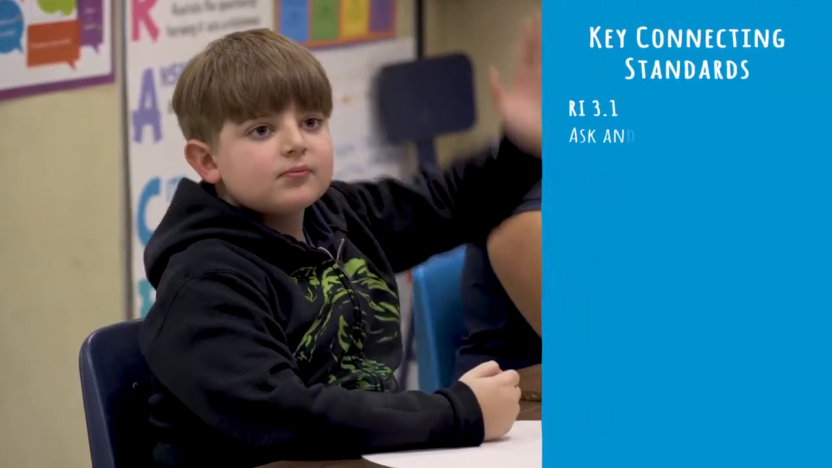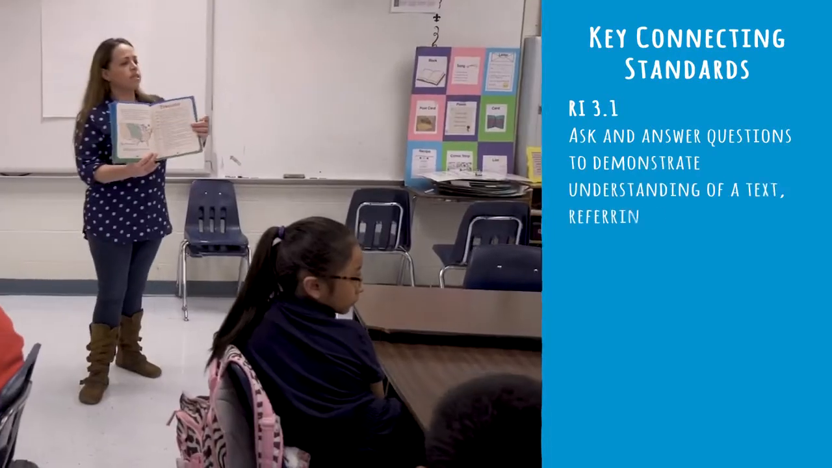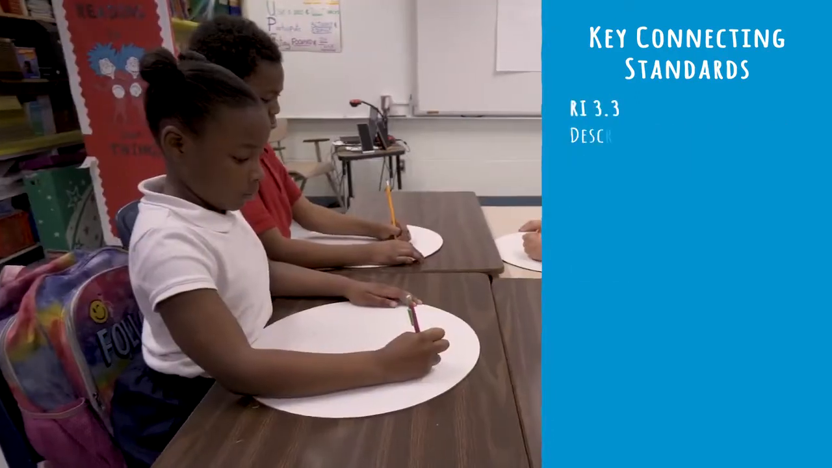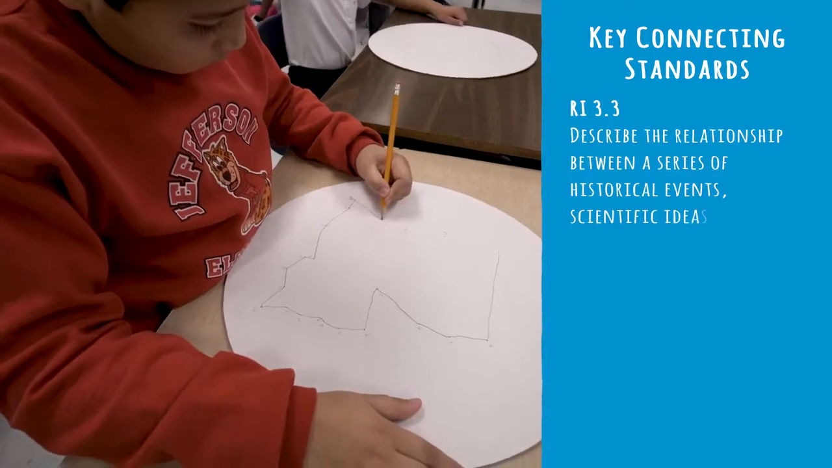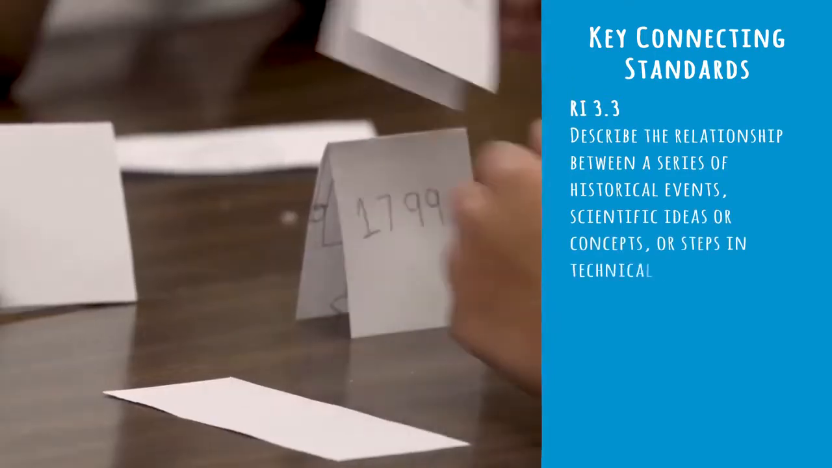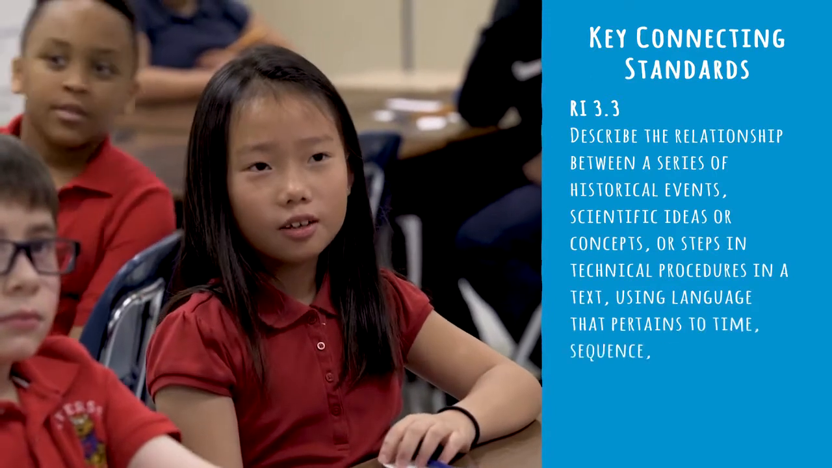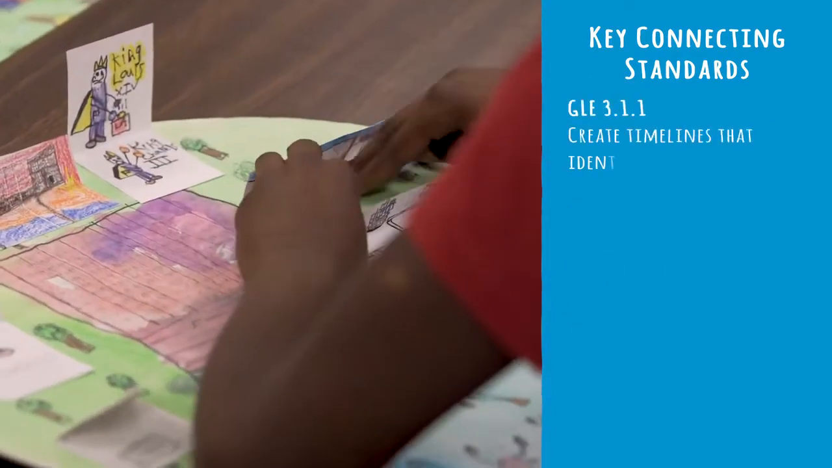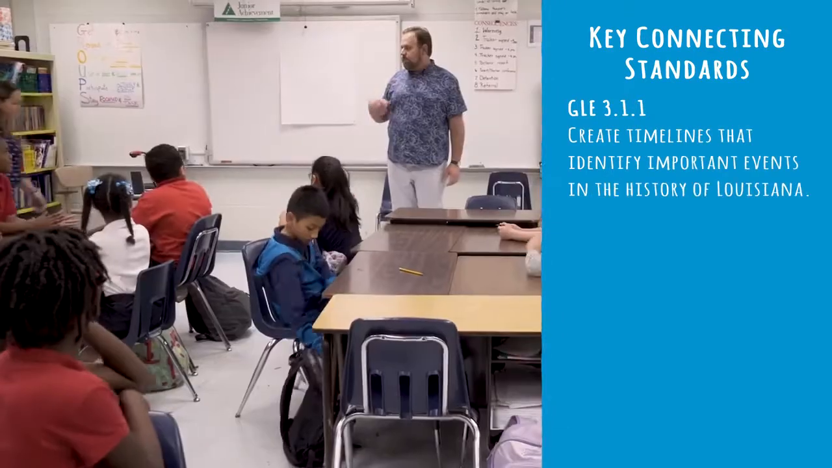Students will also ask and answer questions to demonstrate understanding of a text, referring explicitly to the text as the basis for the answers. Students will describe the relationship between a series of historical events, scientific ideas or concepts, or steps in technical procedures in a text, using language that pertains to time, sequence, and cause and effect. Students will also create timelines that identify important events in the history of Louisiana.